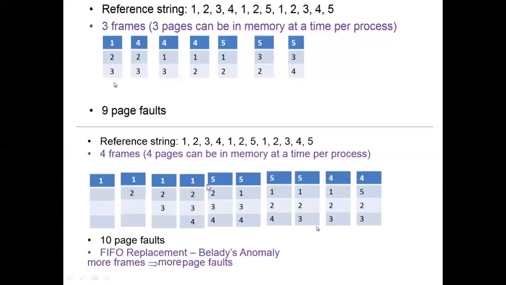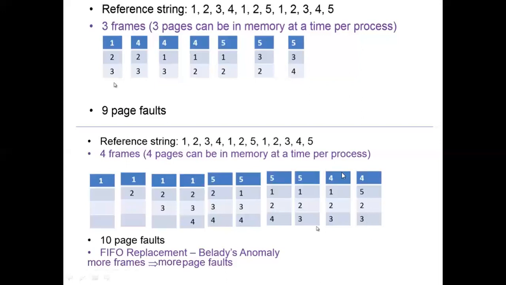Then 1 is coming, you remove 2 and place 1. 2 is coming, you remove 3 and place 2. 3 is coming, remove 4 and place 3. 4 is coming, remove 5 and place 4. 5 is coming, remove 1 and place 5. So you will see for the same sequence, I've done FIFO for 3 frames and 4 frames. But here there were 9 page faults, and here you came across 10 page faults.